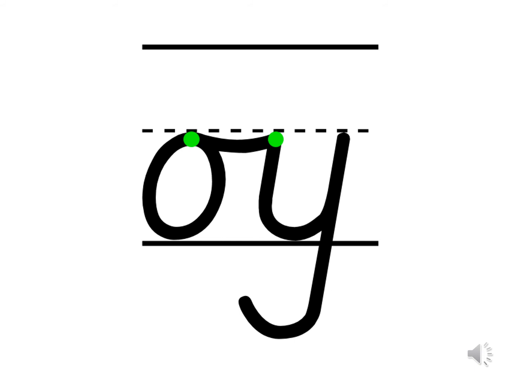Are both of your letters the same height? And is your O and the belly of your Y sitting on the line? Pause the video and keep practicing this digraph. Then click play when you're ready.